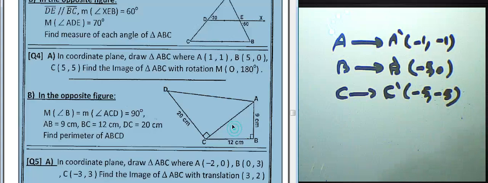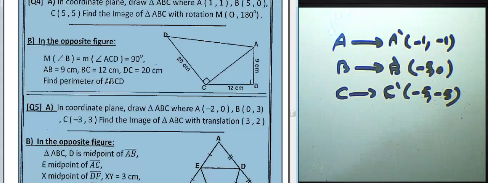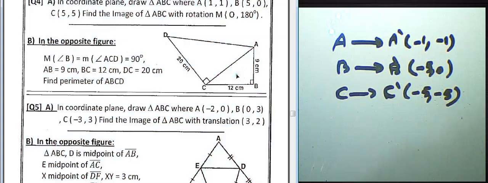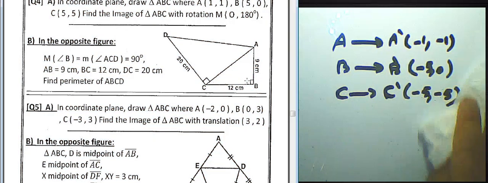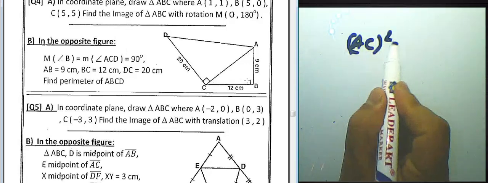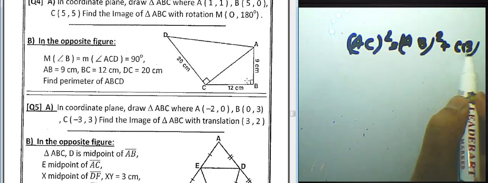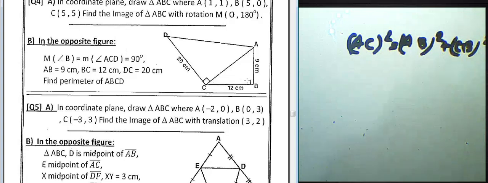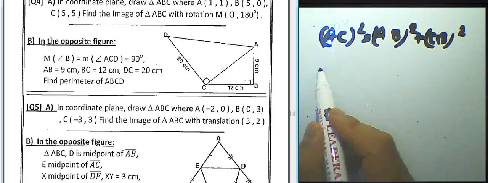Okay. Next question here, in the opposite figure, find the perimeter of ABCD. We can find the perimeter of figure ABCD by finding the length of EC from triangle EBC. We have here a right angle triangle. From the Pythagorean theorem, you can find the length of EC. Look at here, EC power 2 equals EB power 2 plus CB power 2. You can use the Pythagorean theorem, okay, to find the length of EC.